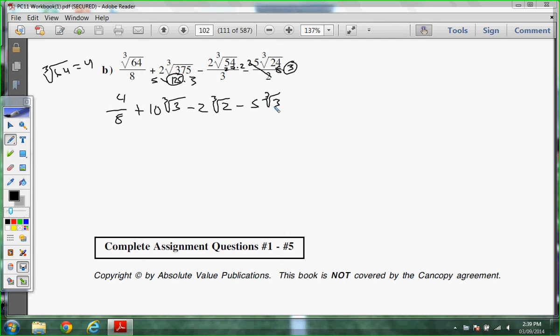All right, so we go here and we look. We have this and this in common, so let's put those together. 10 minus 5 cube root 3. So that's going to be 5 cube root 3. 4/8 reduces to 1/2. We'll leave that 1/2. That has to stay. Nothing can happen to that. And then that'd be your answer there. Just a lot of fraction work there.